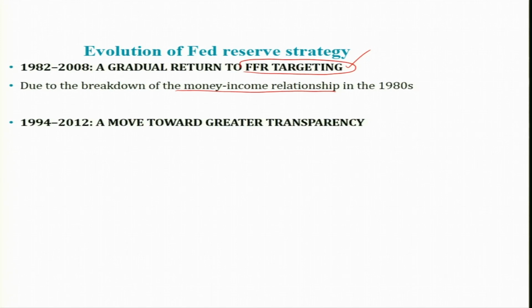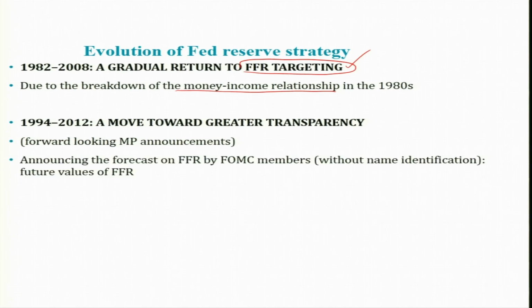Then during 1994 to 2012, though they continued following FFR targeting, there was a move toward greater transparency. That means forward-looking monetary policy announcements, not giving any surprise, giving a clear idea of what monetary policy is going to happen in the coming days. The objective was to give more transparency in monetary policy. So, they announced forecasts of the FFR by FOMC members, without name identification, giving the future values of the Fed funds rate.